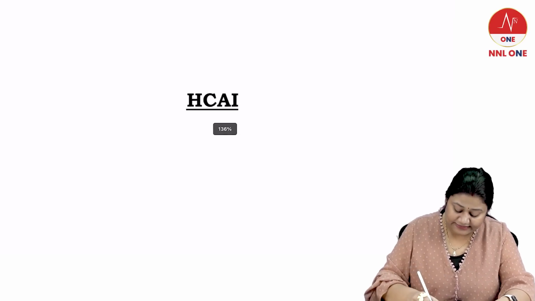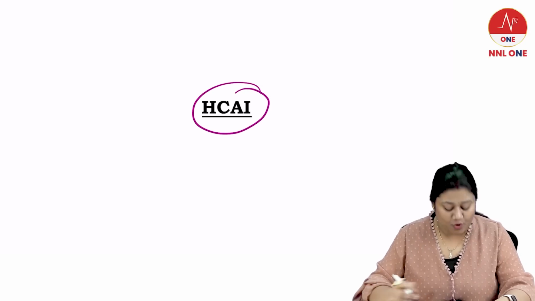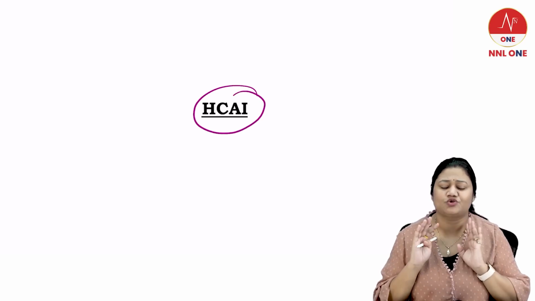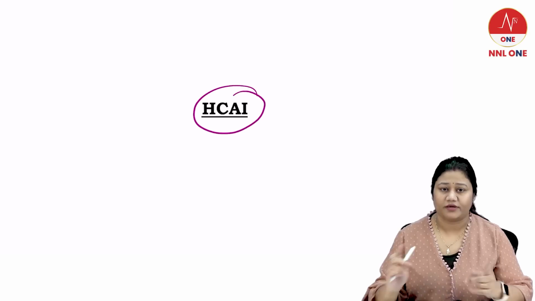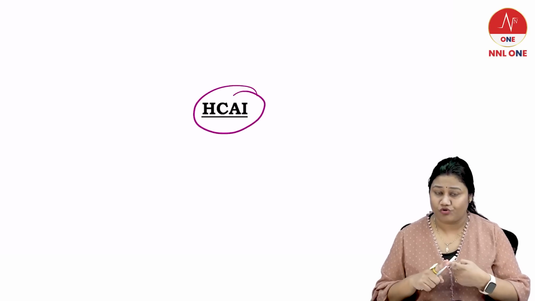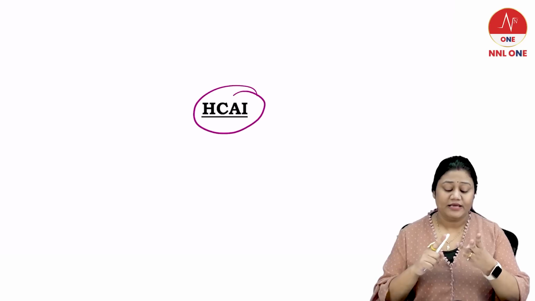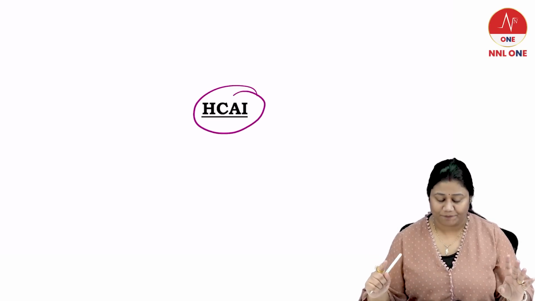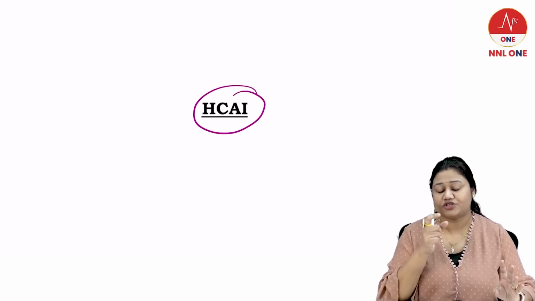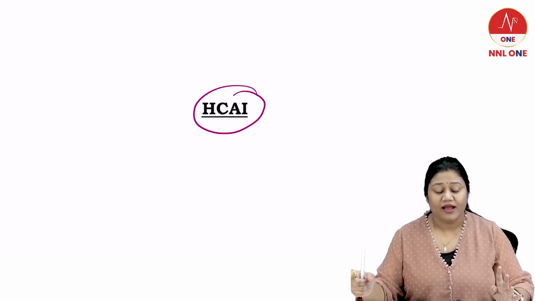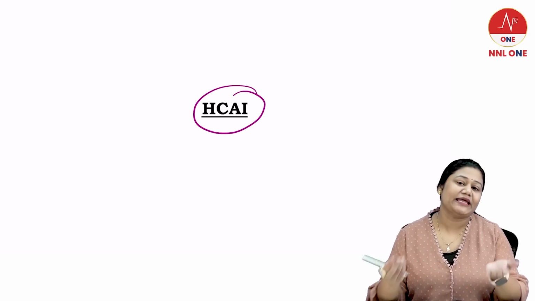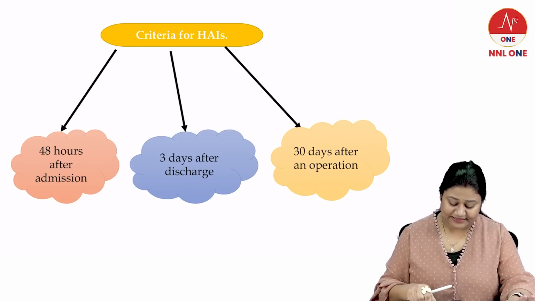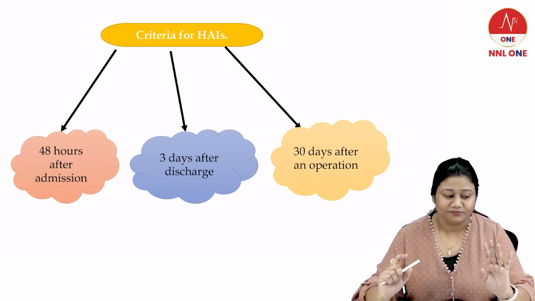Now let us quickly revise healthcare associated infection. This is also very important. First and foremost, we should know how many names there are, because healthcare associated infection is called by so many names. Earlier the traditional name was nosocomial infection, then hospital acquired infection, and at present we call it healthcare associated infection. It is an infection which is not present at the time of admission, and the patient gets it during the hospital stay, right? During the hospital stay.